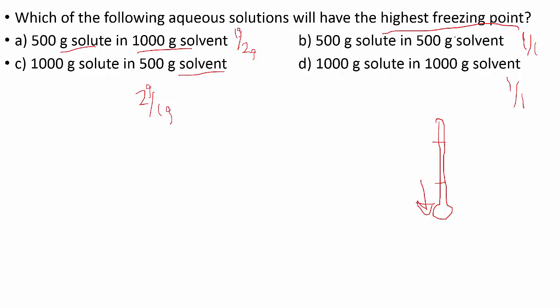So which one of these things would have the highest freezing point? All right. Highest freezing point means change the least. So I want the least amount of stuff, the lowest concentration. Well, let's see. I got 2. That's the most. I got 1. And then I got 1/2 over here. So A would be the best answer. It's the least concentrated amount of stuff.